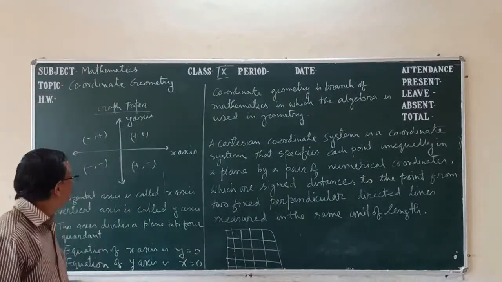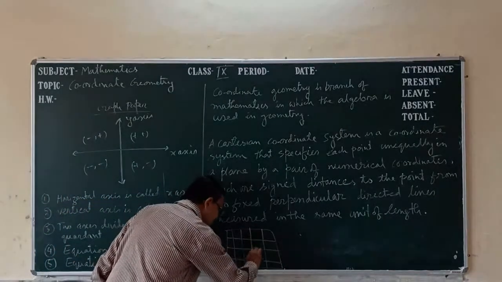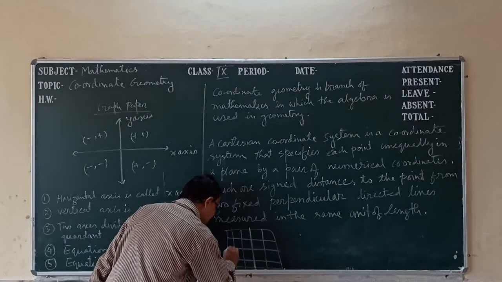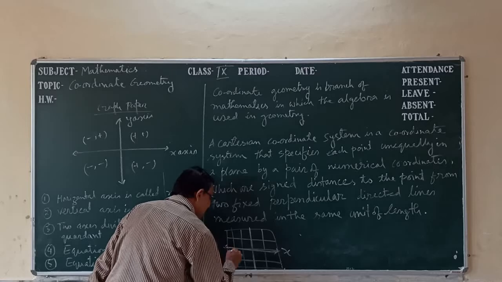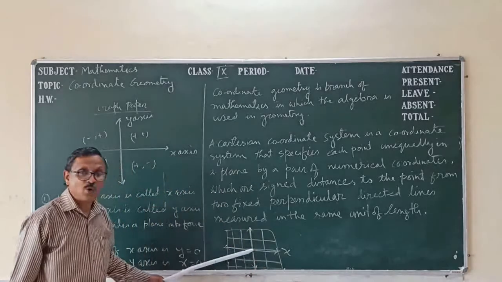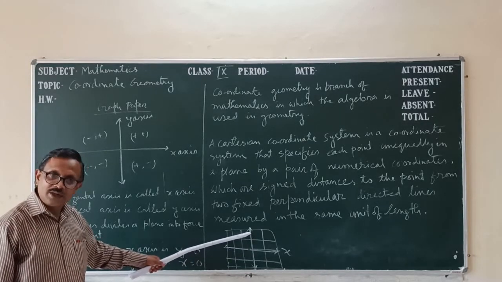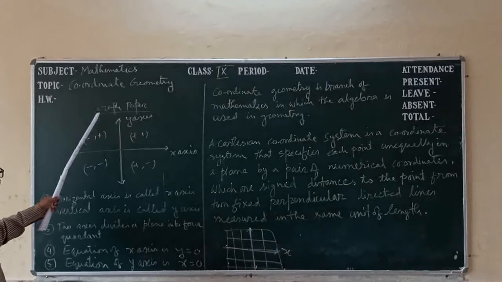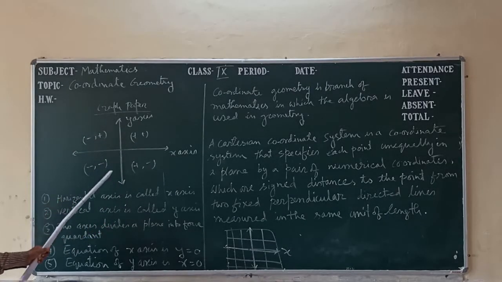So in a graph paper, you know that these are the boldest lines. In between these, we prepare one y-axis and one x-axis. So this is the x-axis, and this is the y-axis. The x-axis is the horizontal axis, and the y-axis is the vertical axis.